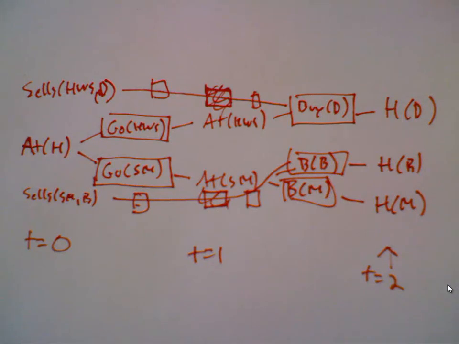If more than one thing comes true from an action, then you branch, right? You get them both. Yeah, so at the hardware store, like if going to the hardware store made you happy and you were at the hardware store, then we'd have happy here.